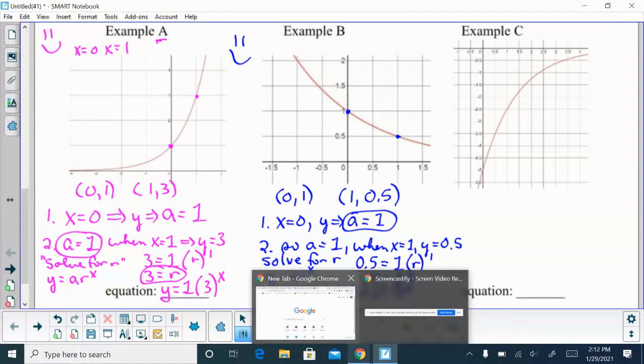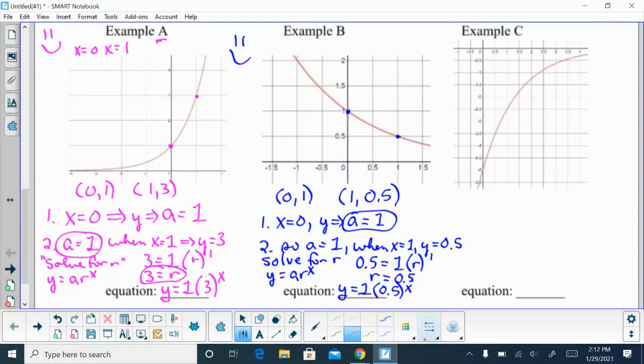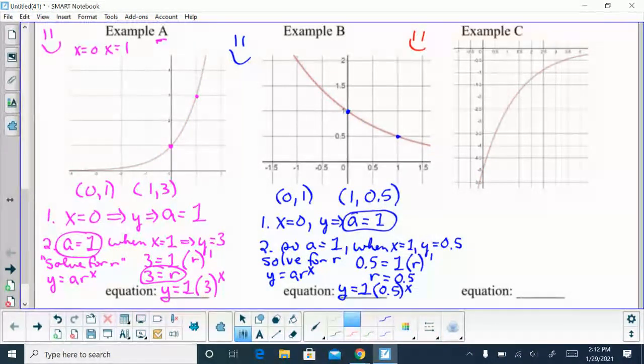Now let's do example C. Example C, same process. We need to find 2 points. We need to find when x is equal to 0 and when x is equal to 1. And then that gives me the values I need to solve this equation. Here, let's get those. When x is 0, y is -5. When x is 1, y is -2.